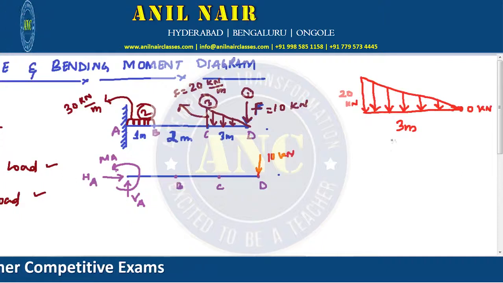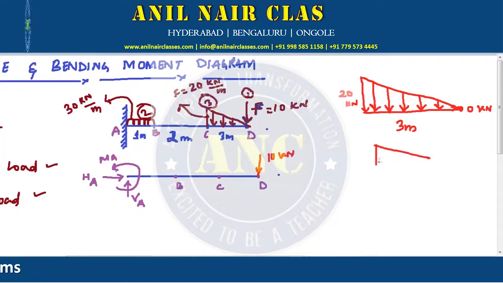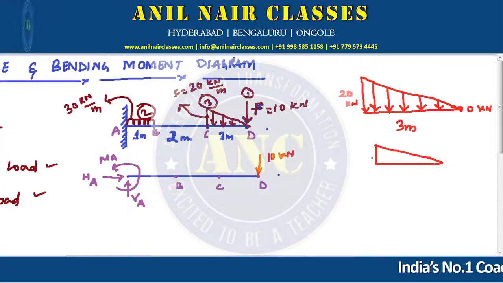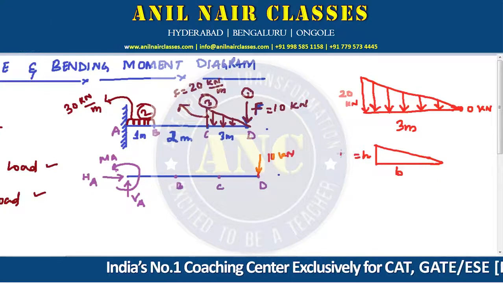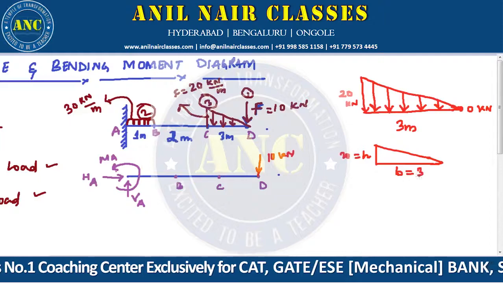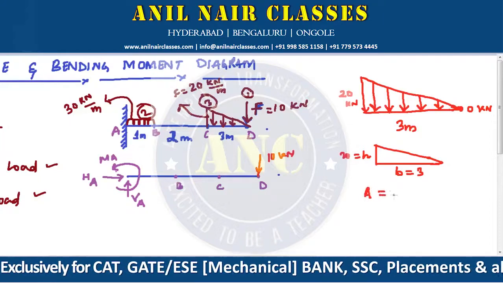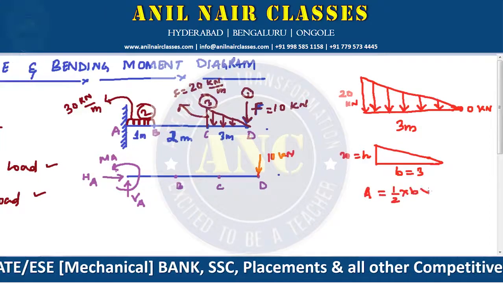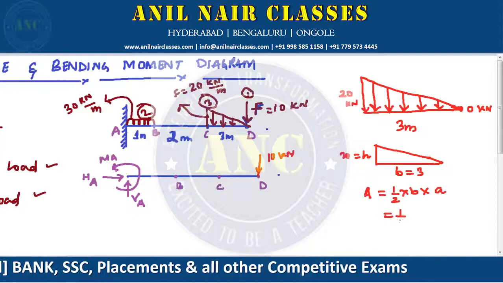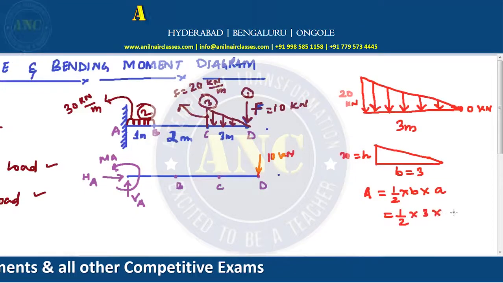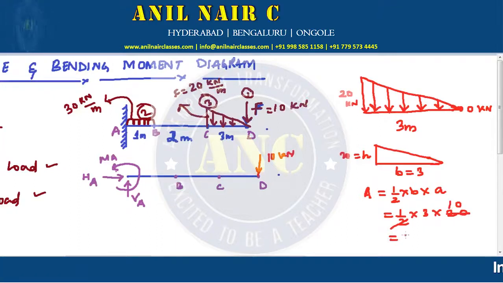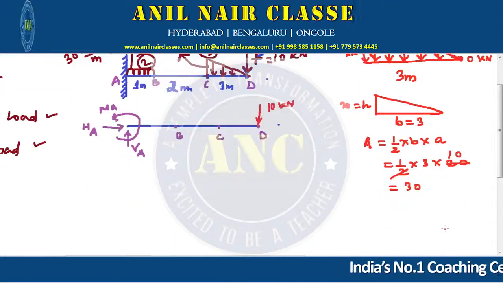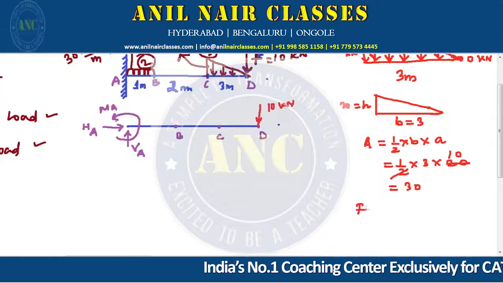So when we see this, this looks like a triangle, correct? A triangle with a height as well as base. Here height is how much? 20, base is how much? 3. And we know the area of a triangle is what? Half base into altitude. So that is half, base is 3 and altitude is 20. So 2, 1, 0 gone. So this is how much? 30.